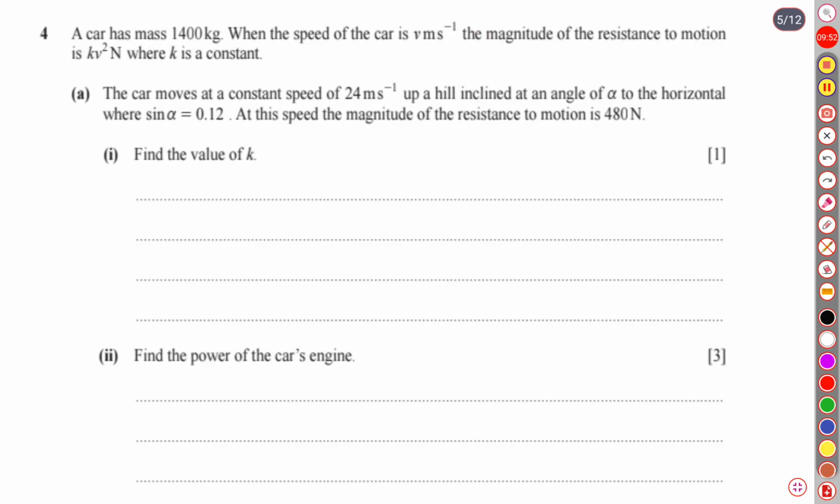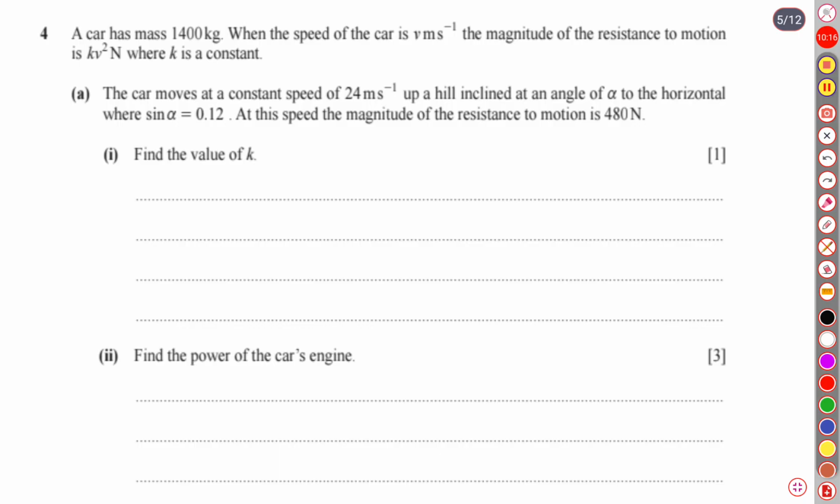Question A says the car moves at a constant speed of 24 meter per second up a hill inclined at an angle of alpha to the horizontal, where sine alpha is equal to 0.12. At this speed, the magnitude of the resistance to motion is 480 Newton. First question says find the value of k.